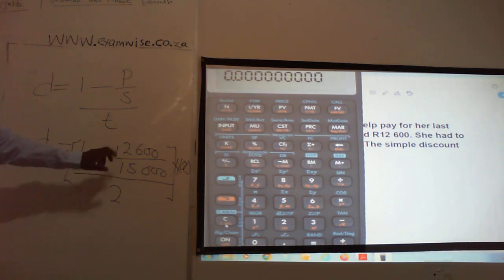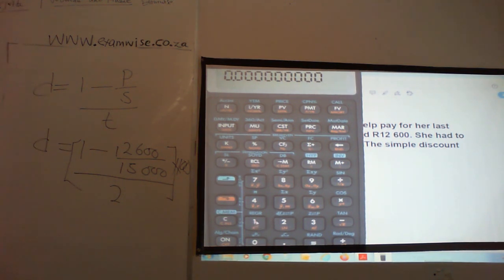So it's 12,600 divided by 15,000. Then the answer we have will have a negative sign. Then after that we say plus 1. This one is positive. Then we'll be saying plus 1. Then after that we will say divide by 2.